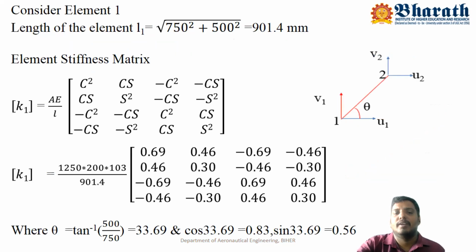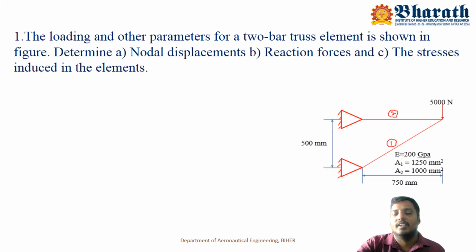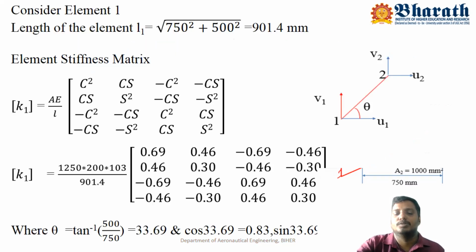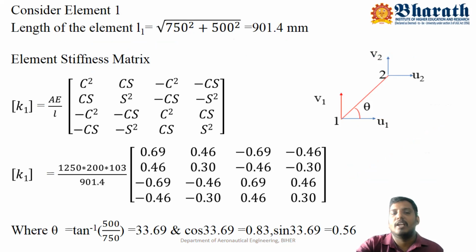So the length of the element can be calculated. L1 is equal to the square root of, because element 1 is an inclined member, they have specified the horizontal distance as well as the vertical distance. In this figure, the horizontal distance is 750 millimeter and the vertical height is 500 millimeter. So we find the length of the element: L1 is equal to the square root of 750 square plus 500 square, which gives around 901.4 millimeter.